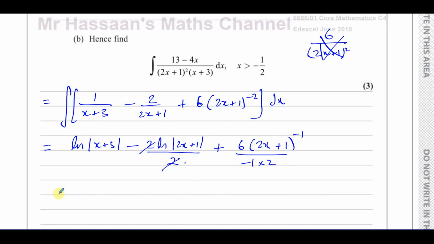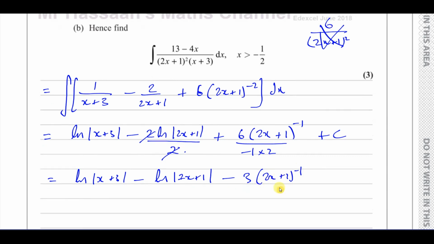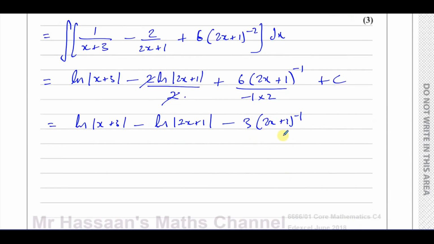So I end up with ln of the modulus of x plus 3 minus ln of the modulus of 2x plus 1, and don't forget the plus c, by the way. And this is going to become minus 6 divided by 2, which is 3, times 2x plus 1 to the power of minus 1. I can leave it like this if I want to, that's fine. Or I can write this as 3 over 2x plus 1.